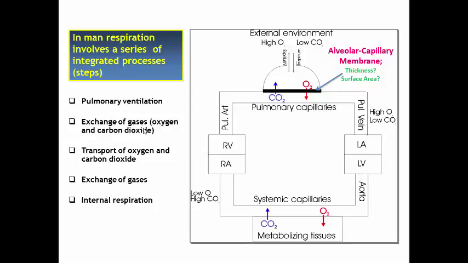In the previous lecture, we discussed the process of exchange of oxygen and carbon dioxide, and in this lecture we will describe how oxygen is transported in the blood to reach the metabolizing tissues, and how carbon dioxide is transported back to the right atrium, then right ventricle, and back to the lungs in order to be eliminated from the body during the process of expiration.